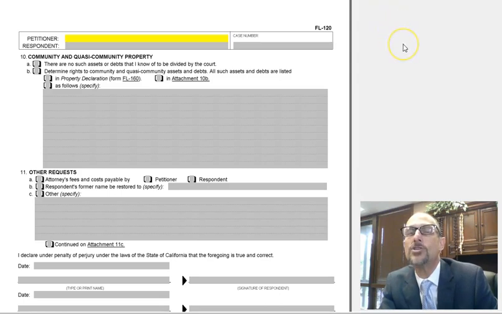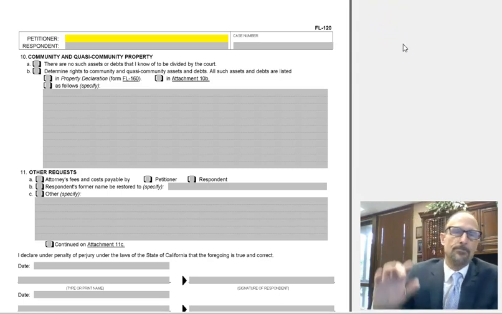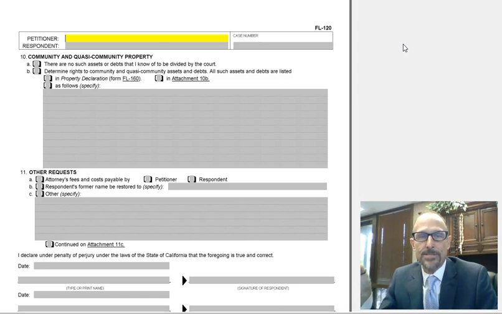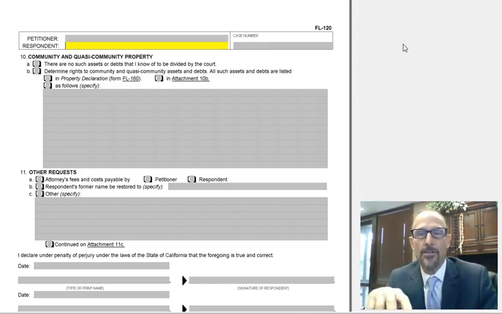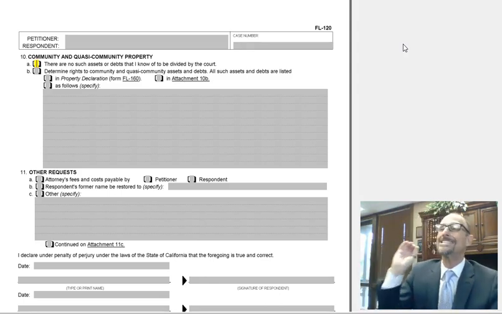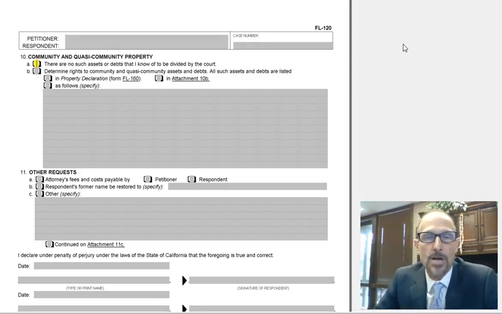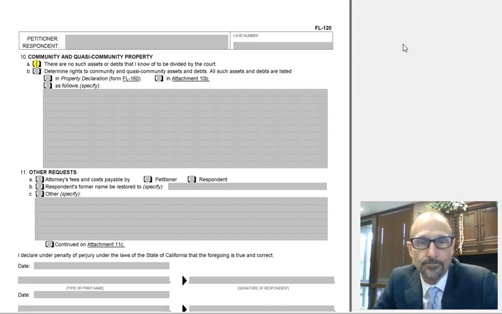We're moving on to page 3. At the top again, petitioner and respondent, list those correctly. This is a response, so obviously you're filling out a response. You're the respondent again. Then you're going to put the case number to the right. Then we're going to move on to section 10, community and quasi-community property.